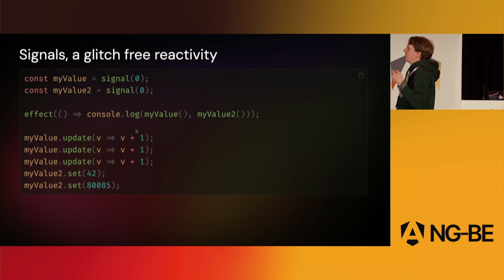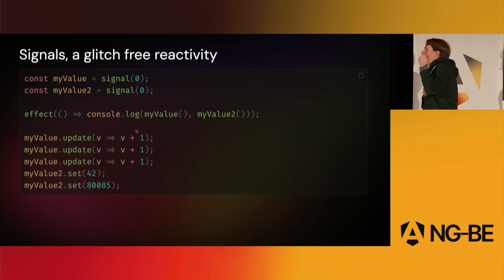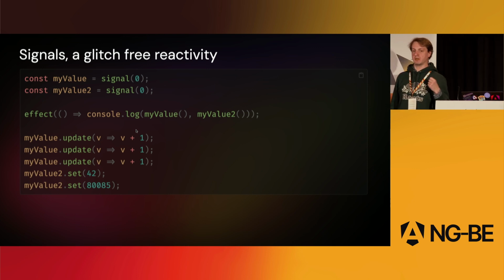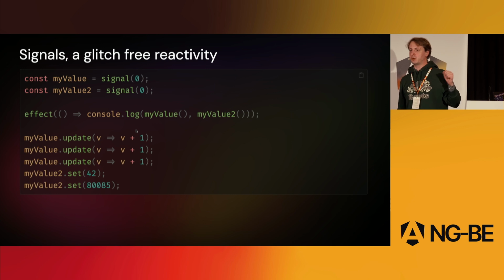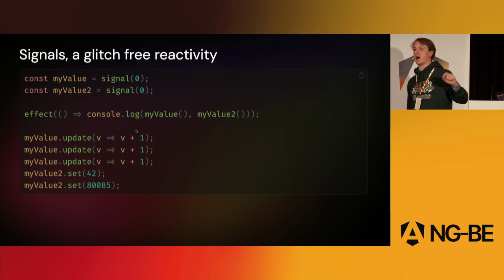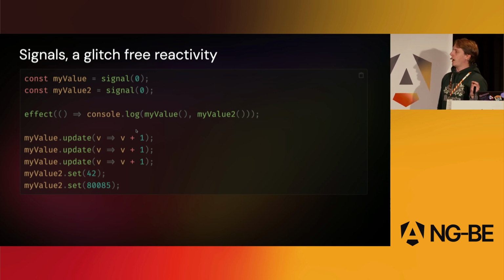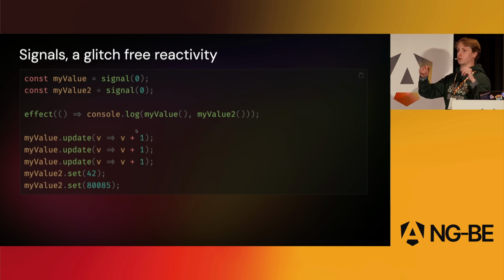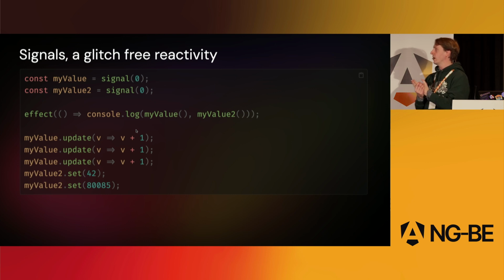Signals bring also something really interesting, what we call a glitch-free reactivity. So when we update a state, we sometimes update different values, but we want to have a notification that everything has changed at once. We don't want to have a partial update saying, okay, at this point, only one of my 2 signals has been updated. We want to be in a state where everything has been updated and you can read everything at once. And this is what the reactivity in Angular provides.